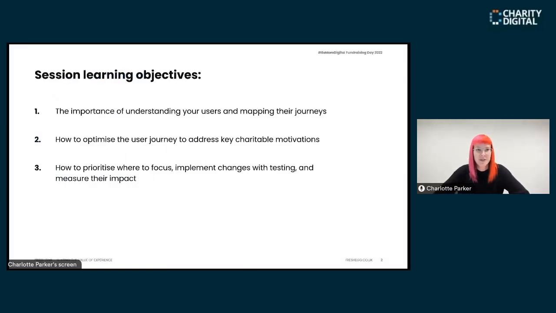So just some session learning objectives before we start, as Jade mentioned. There are 3 main objectives from today's session, and they are the importance of understanding your users and mapping their journeys; 5 of the key motivators that encourage people to donate and how to address them; and then how to prioritise where to focus, implement changes with testing and measure their impact.